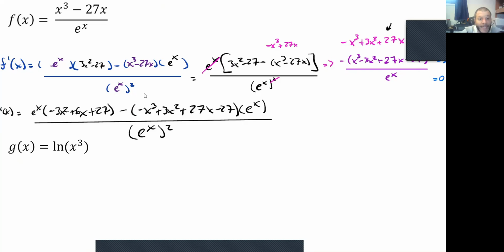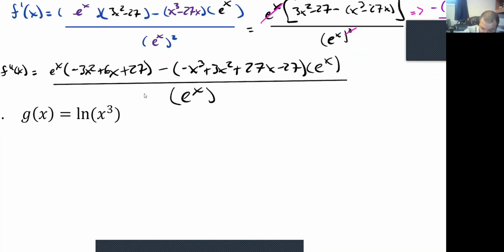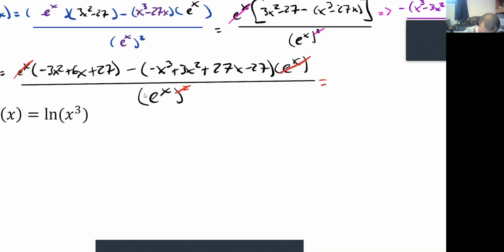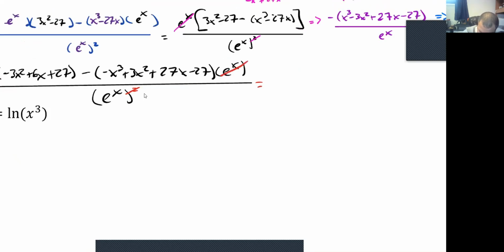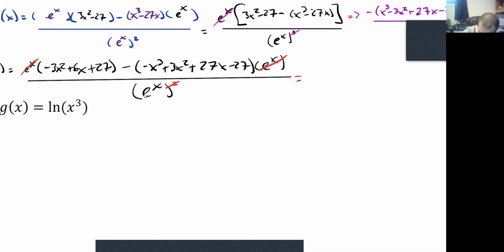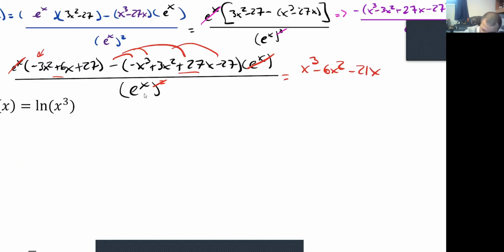Again, we see that we're going to get some cancellations with e to the x. Those e to the x's are going to cancel, that e to the x squared with that e to the x. And then we can clean up this top one more time to get positive x cubed. We're going to get negative 3x squared minus another 3x squared, so negative 6x squared. We have a minus 27 plus 6, so that's minus 21x. We have a plus 27 plus 27, that's a 54. This whole thing over e to the x.